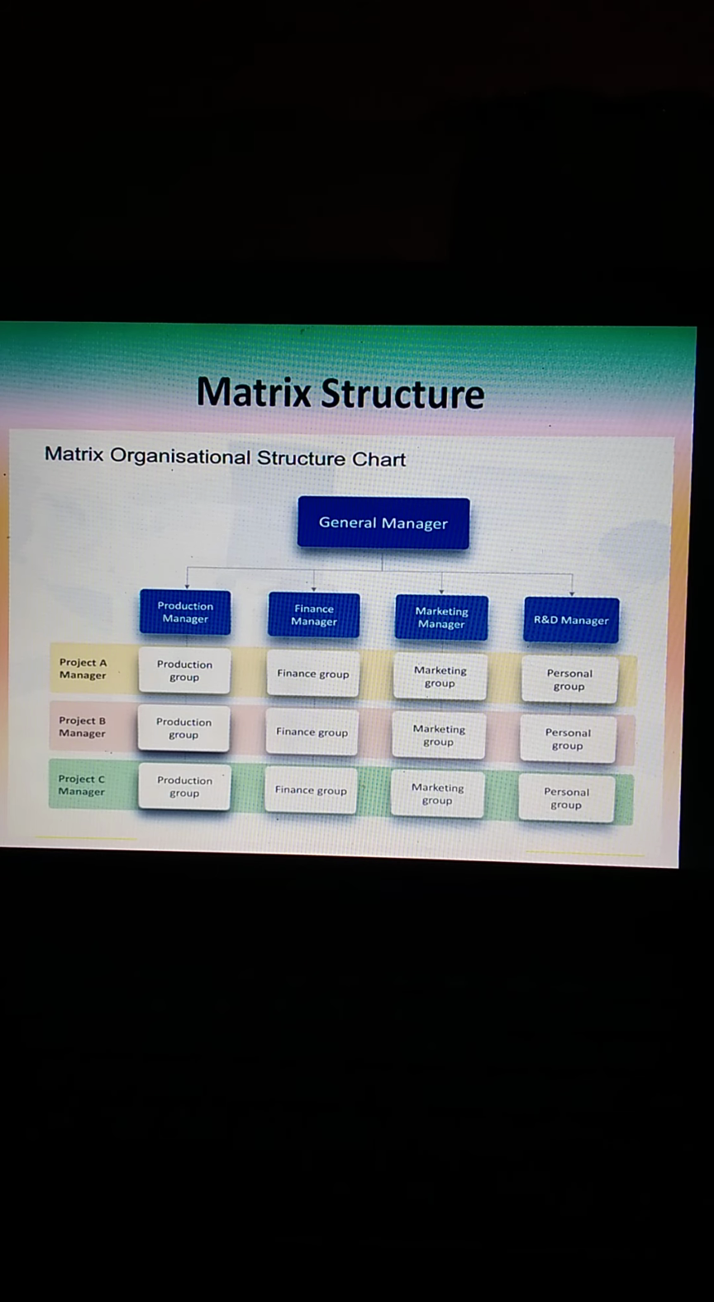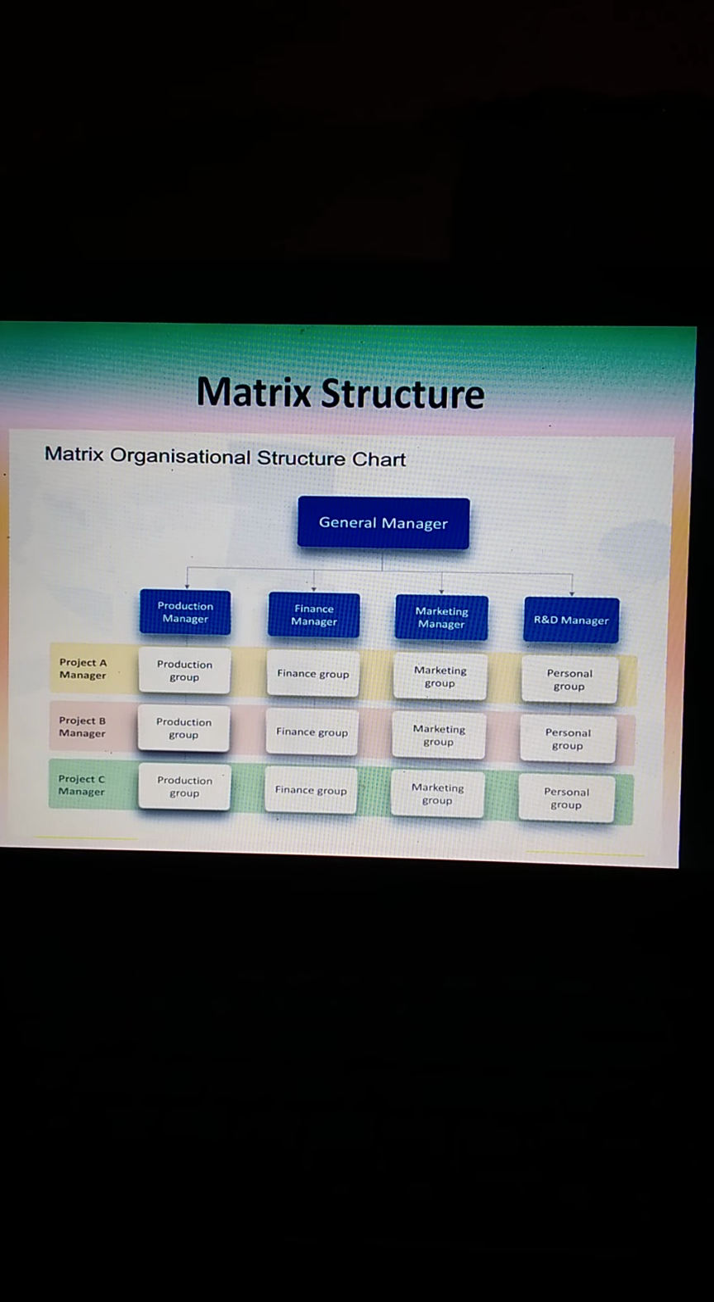This is an example. So look at the top here. We have the general manager. And under the general manager, we have 1, 2, 3, 4 managers. Production manager, which I explained. We have finance manager, marketing manager, and the research and development manager. Each manager has their own groups, production group, finance group, and they divide and they subdivide.